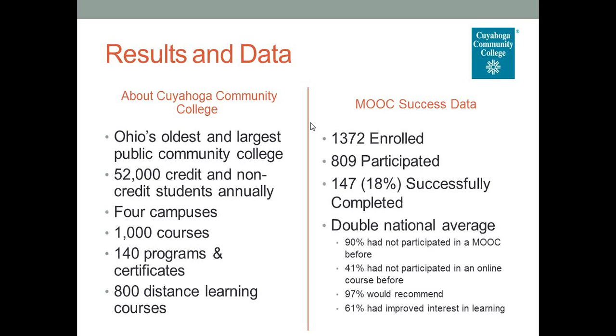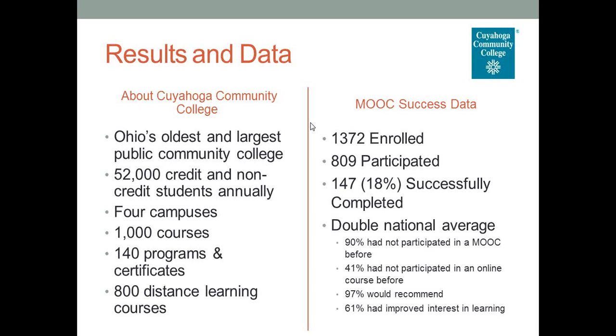The MOOC data was really exciting. We ended up in the 4 sections having more than 1,300 students enrolled. And Sasha, I'll let you talk about the difference between enrolled, participated, and completed. This was interesting with the data that the Gates Foundation wanted as well: they wanted success and completion data. They wanted to know how many completed, and of those, how many were successful.